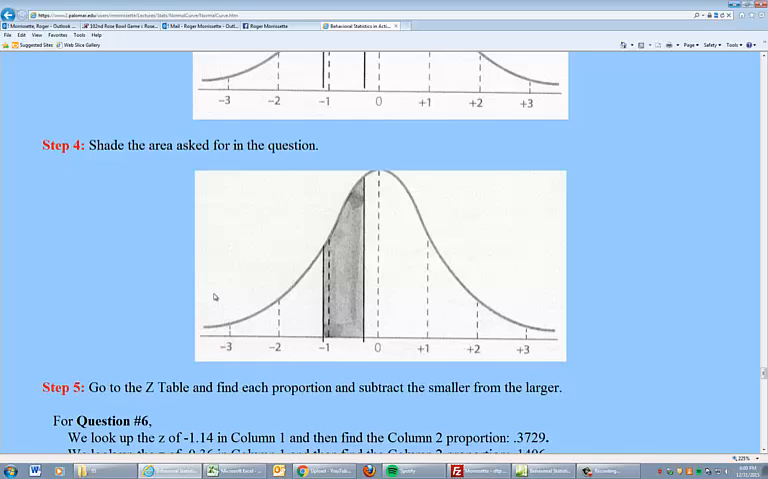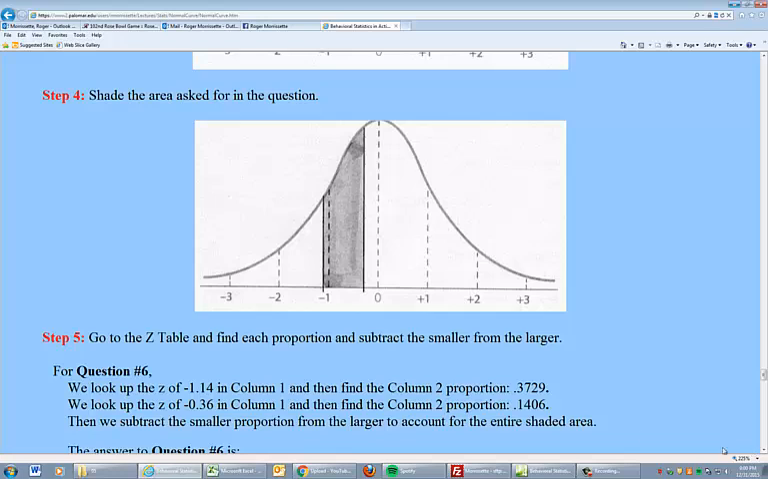The simplest way is, quite frankly, to start with the two column 2's. See if you can figure this out. If you take this column 2, watch me now, from here to here, and we subtract this column 2 from here to here, won't that leave us the shaded area? It will. And that's exactly how we solve this problem right here.